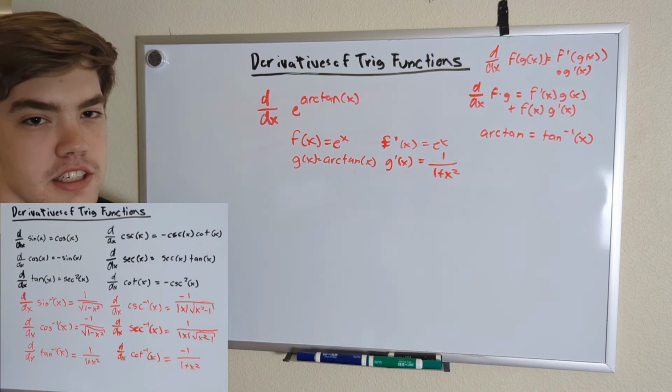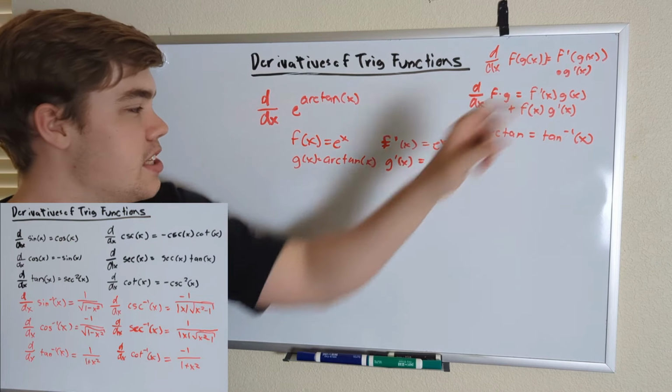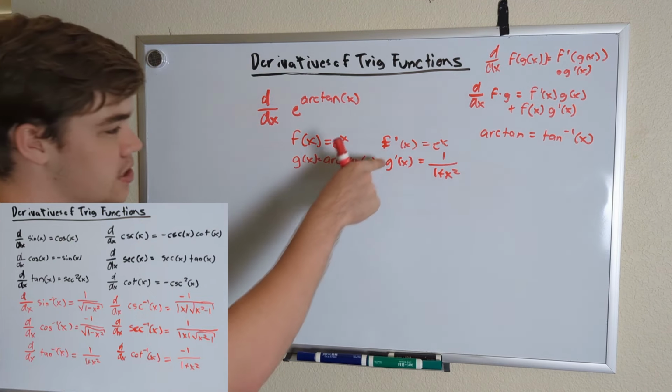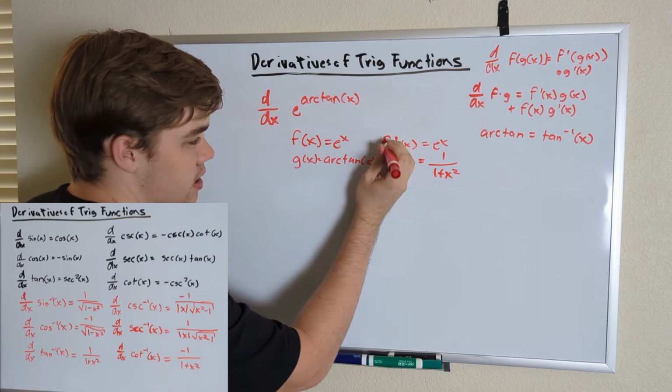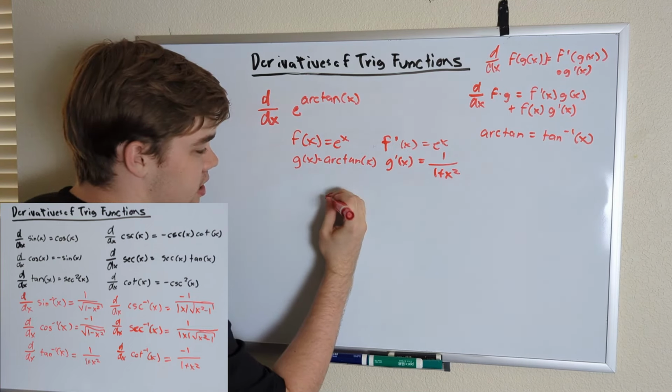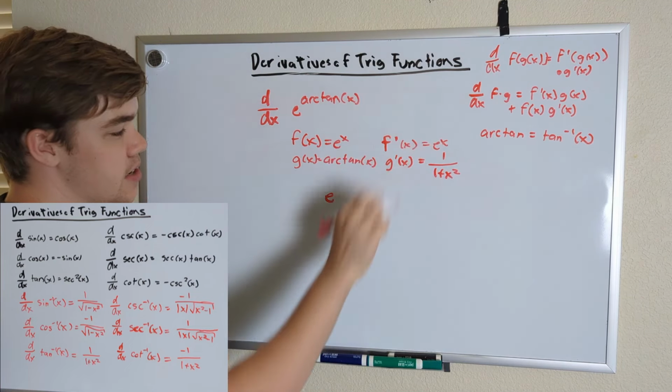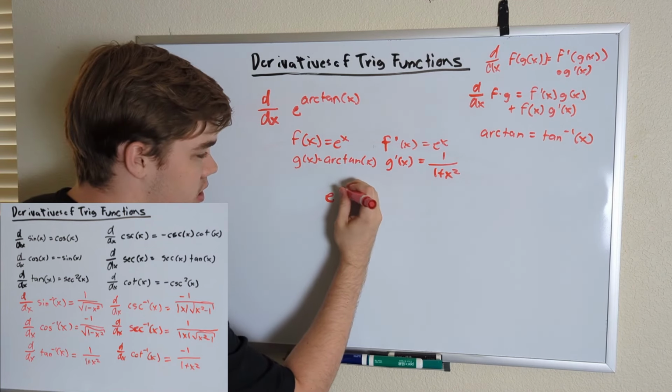So now we just need to apply the chain rule. First, we need to put g of x within f prime. F prime of x, which does not look like an f right now, f prime of x is equal to e to the x. So where we have x, we need to plug in our g of x function, which was arctangent of x.